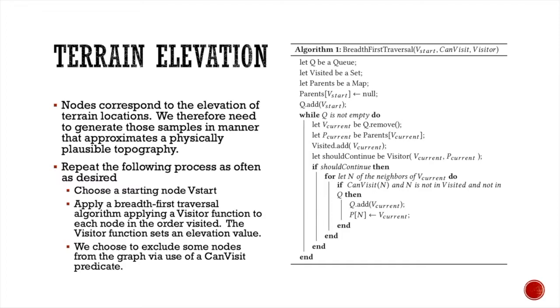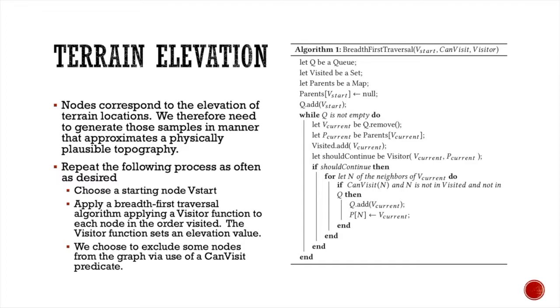Now, to do this, we're going to use a simple application of breadth-first traversal. For this process, we will choose a starting node, vStart. We will then, from that starting point, spread out among the nodes in our graph. And for each node we visit, we apply a visitor function. The visitor function's purpose is to establish an elevation for that sample or that node.